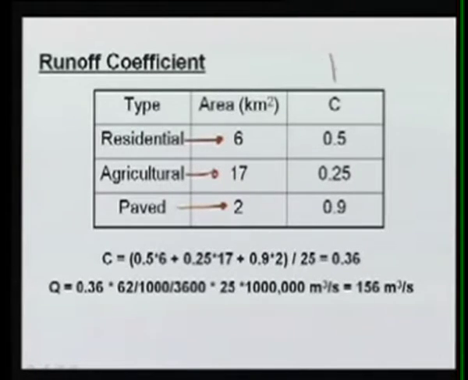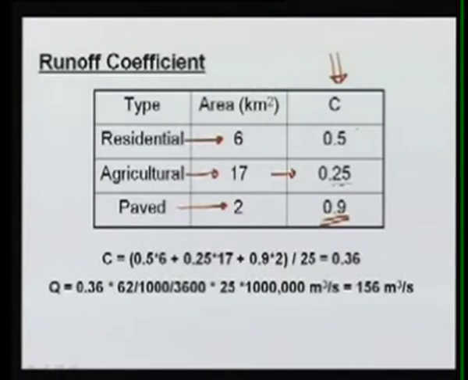The runoff coefficient C for these areas is given in tabular form in various books. So we can take the representative values of C as 0.5 for residential, 0.25 for agricultural. Agricultural, it depends on the soil also. In this case, we may assume it to be a little sandy, and therefore runoff coefficient C will be a little smaller, so 0.25 is okay. And then paved, we can use a value of 0.9. The runoff coefficient is generally very high for paved areas, closer to 1, so we will take a value of 0.9.